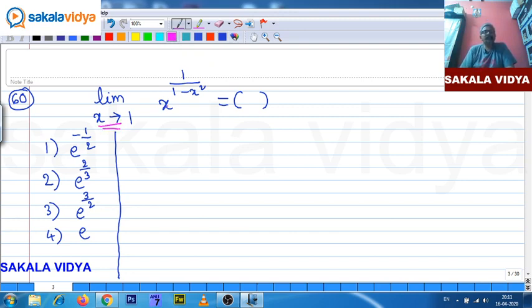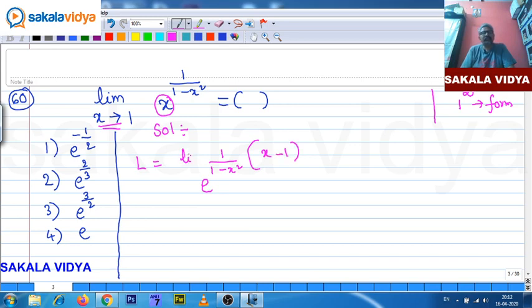Limit x tends to 1, x to the power of 1 by 1 minus x square. First, if you substitute the limit, 1 to the power of 1 by 0, it is 1 to the power of infinity form. So, the same procedure which we have followed in the previous cases needs to be applied here. L is equal to e to the power of, this is f of x, this is g of x, 1 by 1 minus x square into f of x minus 1, that is x minus 1, limit x tends to 1. Here, very interesting, we can write e to the power of x minus 1 upon 1 minus x square. Factors: we have 1 minus x into 1 plus x.